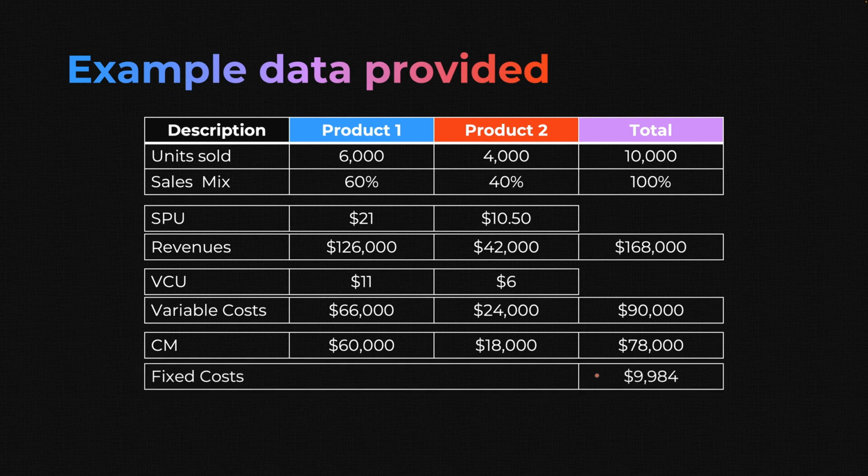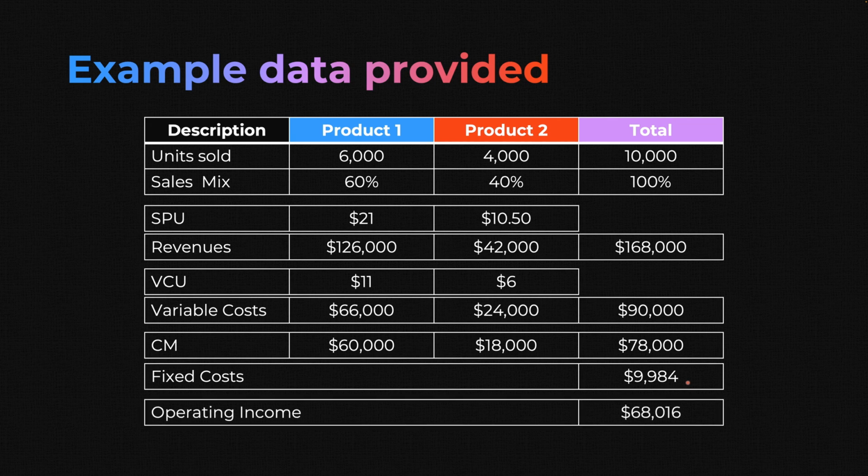The fixed costs are given to us, and that will be $9,984 in this example. And then we have operating income of $68,016. If you'd like, you could pause the video and try to solve break even now yourself, and then come back and see how it's done.